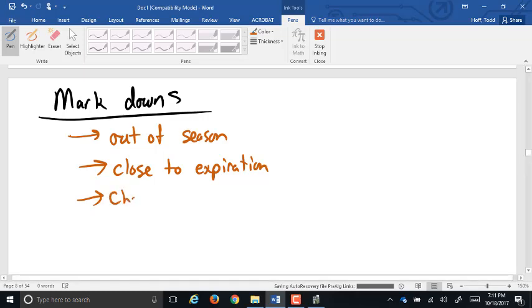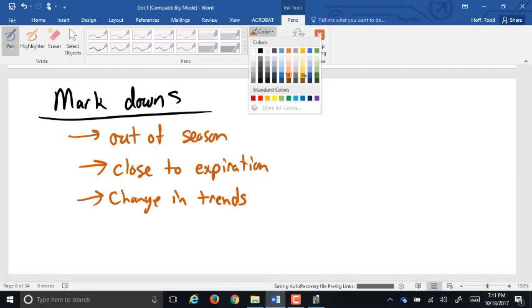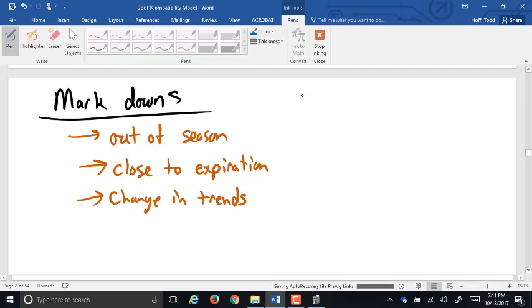Also, change in trends. I'm not a big fashion person, so I'm not going to come up with a great example here, but bell bottoms were trendy again a few years ago, and now they're going out. The only thing I could think of was the MC Hammer pants. Those were hot. People were paying like $70 or $80 a pair for those in the 90s. All of a sudden, I'm sure they will.